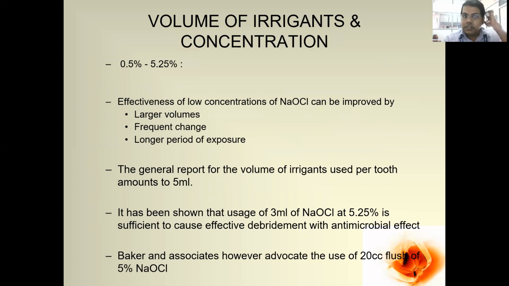Volume of irrigants and concentration. The most commonly used concentration of sodium hypochlorite ranges from 0.5 to 5.25%, in which 5.25% is what is commonly used. Now, with low concentrations such as 0.5, 1.5, 2.5, even 3%, the antimicrobial efficacy is reduced when the concentration is less.